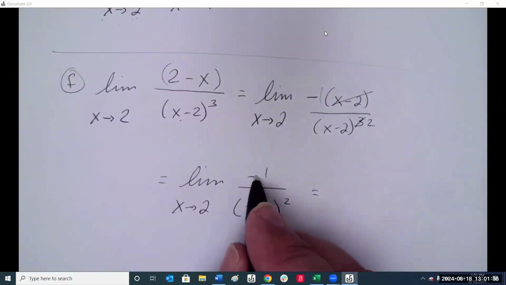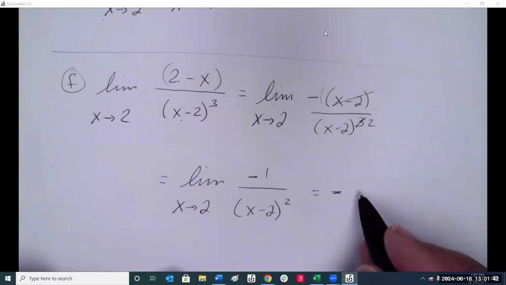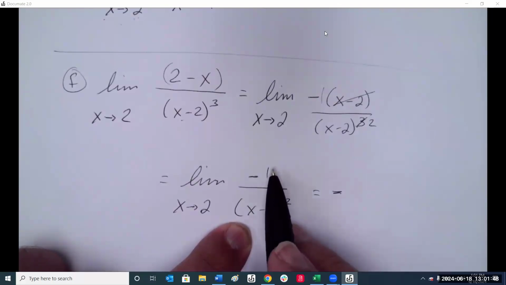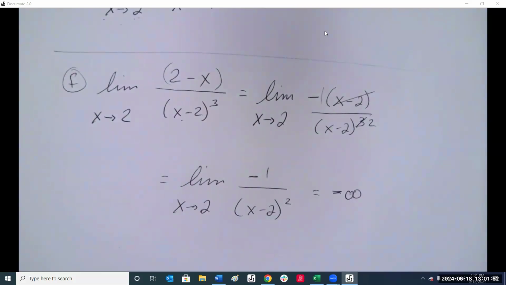So it's going to be negative. And so where does this approach? Since 2 minus 2 is 0, 0 goes into 1 how many times? Infinite times.